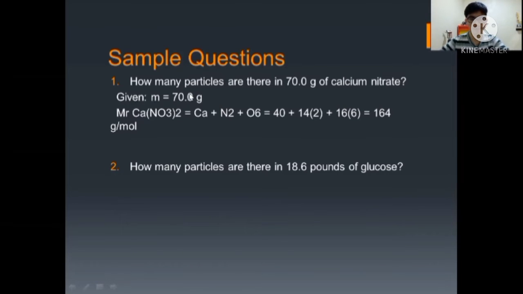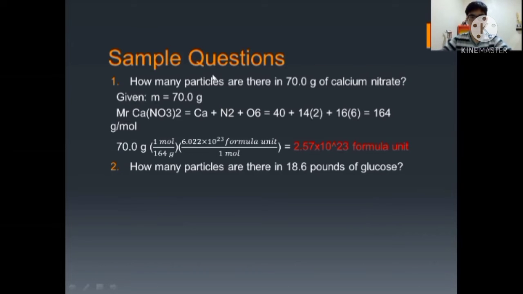Now, maybe some of you think, what do we do again? We already found our molar mass. How do we find how many particles are there in this calcium nitrate? Well, in here we just convert some things. First of all, converting is pretty simple.